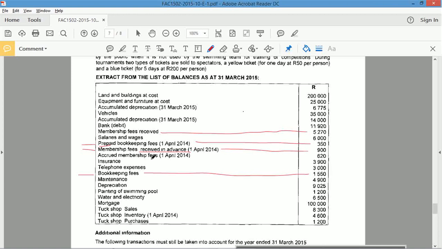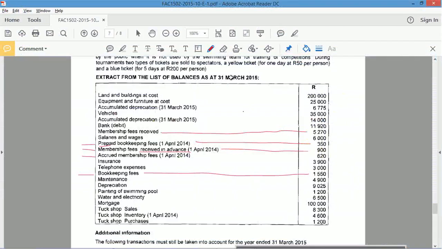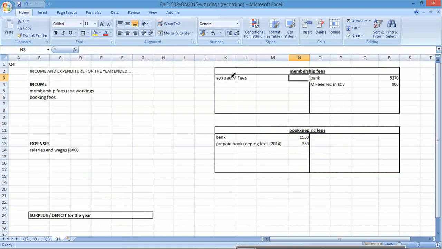Next, accrued membership fees. Accrued membership fees is something that's outstanding, which is an income. Income that's outstanding is an asset. So this was from last year, so this would have a debit balance. So last year's debit, I would have to credit last year's debit and then debit this year. So accrued membership fees will go this side. Accrued membership fees was how much here? 620.